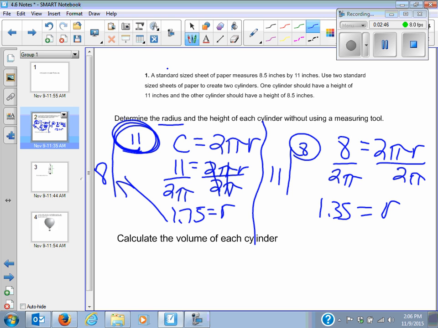So obviously, the larger the circle, the bigger the radius. The smaller the circle, the smaller the radius. So now we're going to go ahead and go down on this page over here.